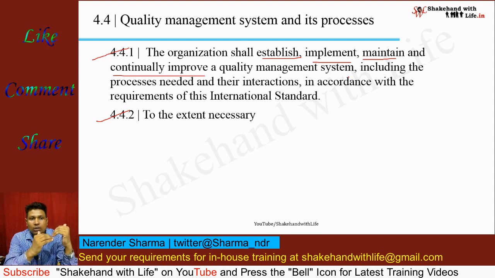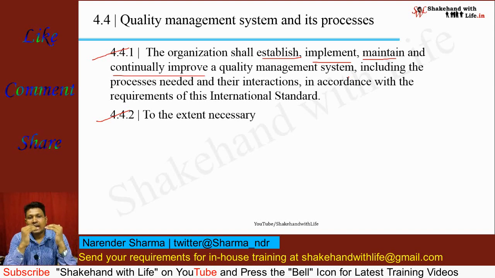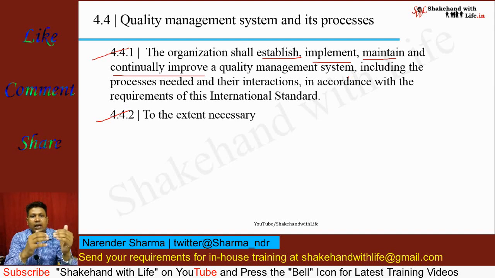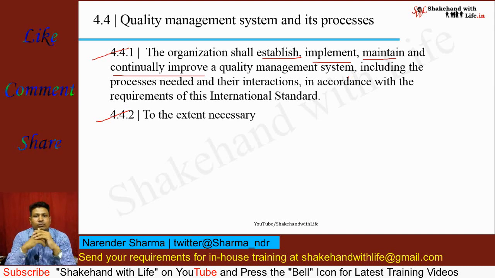And clause number 4.4.2, it is about to the extent necessary. That means as much as possible. Establish, implement, maintain, and continually improve a quality management system as much as possible.